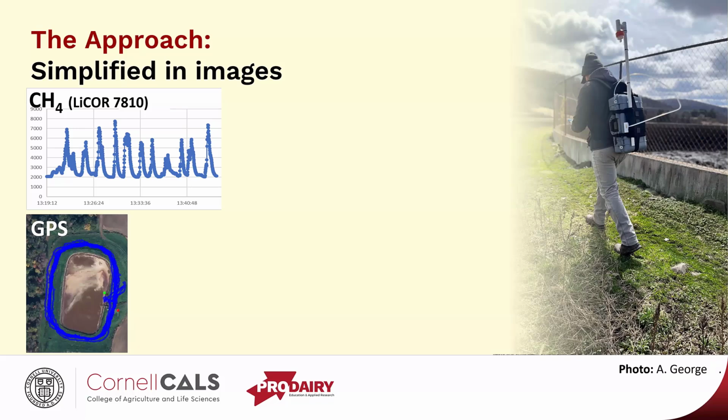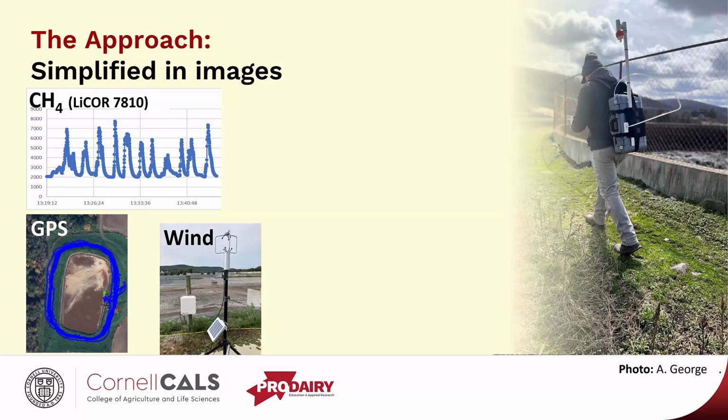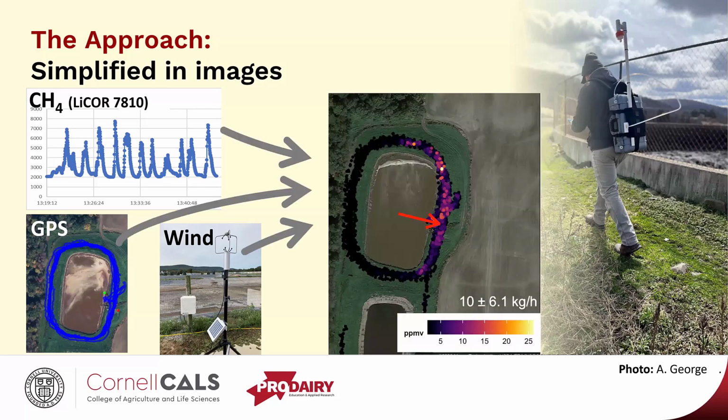We have that all GPS pinned. If you do this kind of work, I recommend a good GPS logger. We've had a lot of trouble with lousy GPS data. It's super frustrating. Then we're integrating on-site wind. And through that modeling, we're getting an estimated flux rate, mass per hour, from each one of these systems.